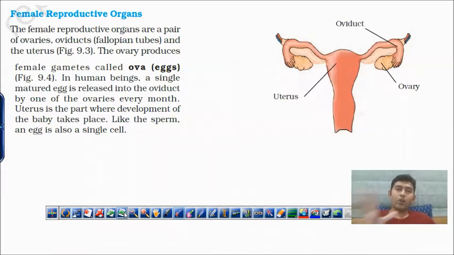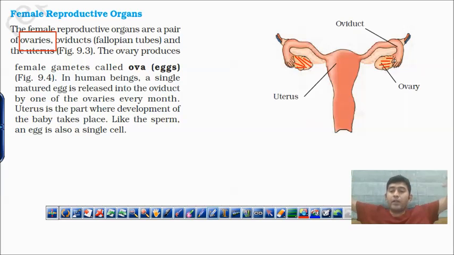Female reproductive organs. Female reproductive organs are completely different from male reproductive organs. It contains a pair of ovaries. 2 ovaries. You see this part? This is the first ovary and this is the second ovary.